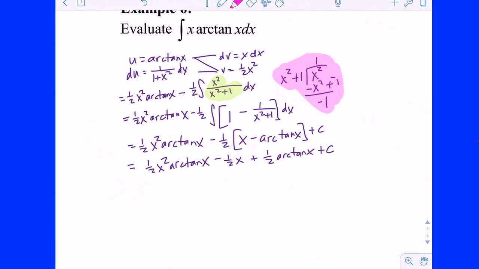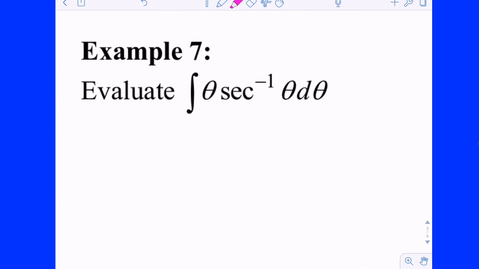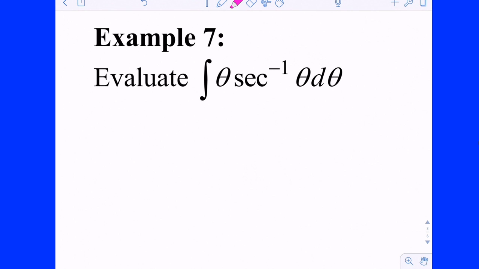Is this the segue part? Let's do this one together. We've got theta, inverse secant of theta, d theta.